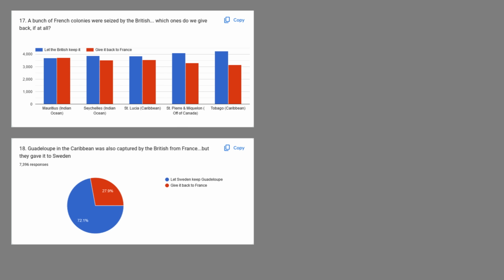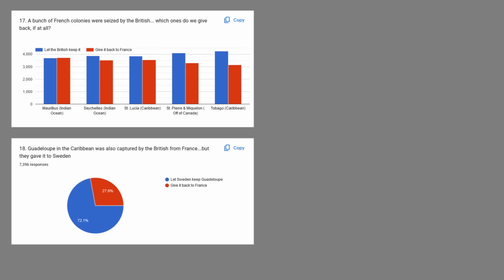You voted to let them have it back by just 20 votes, and interestingly, Saint Pierre was also given to the British, despite France keeping that in our timeline. Although between you and me, from a purely geographical aesthetic standpoint, I'm actually really happy about that. Then I also made a separate question for the French colony of Guadeloupe.